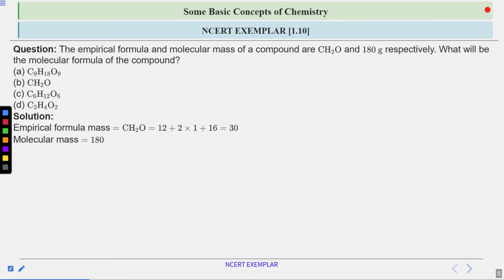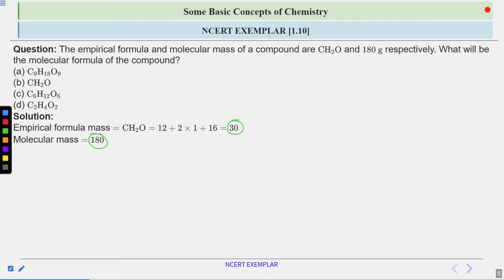Then what is the molecular mass? It will be 180, right? It is given in the question. We know the formula mass, we know the molecular mass. What is the formula for calculating the n factor, using the empirical formula mass and the molecular mass? Anyone who knows the answer to this? How do we calculate the n value? What do we take? Anyone? Yeah, it's true. Naman is saying 180 by 30. Yes, you are right, Naman.